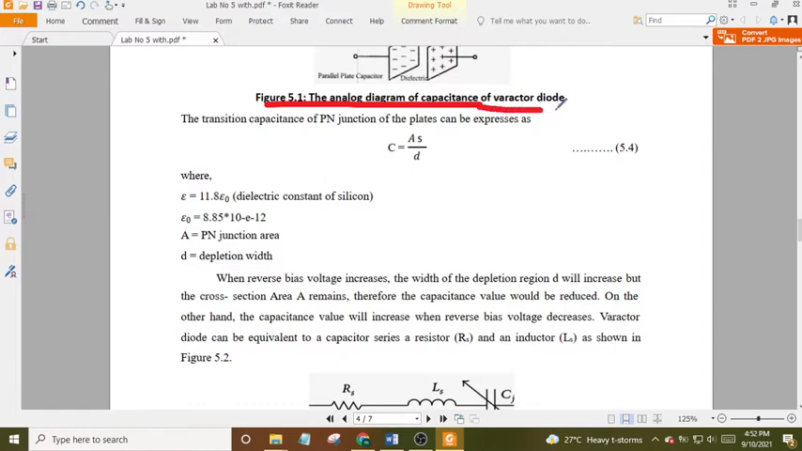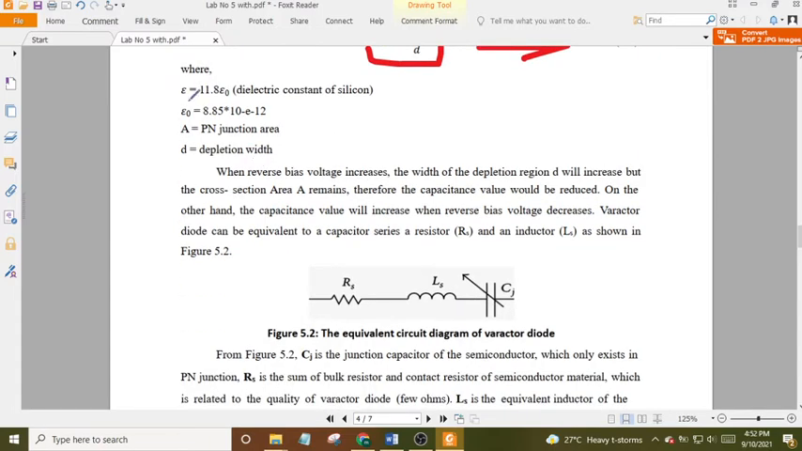Figure 5.1, the analog diagram of the capacitance of a varactor diode. The transition capacitance of the p-n junction of the plates can be expressed as C equals εA over d, equation 5.4, where ε equals 11.8 ε0, the dielectric constant of silicon. ε0 equals 8.85 × 10^-12. A equals the p-n junction area, d equals the depletion width.